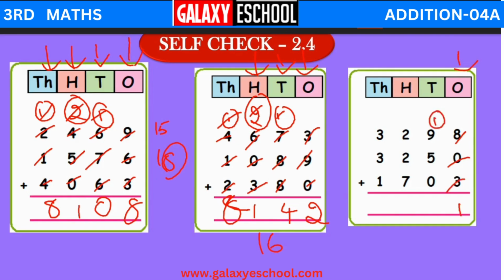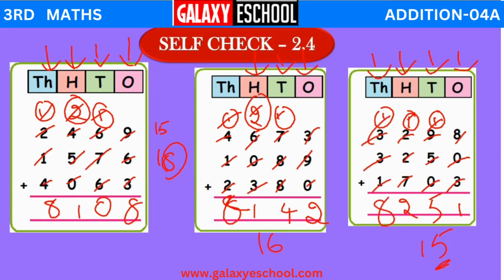So 1 here and 1 carried. In the tens place we have 1 plus 9 equals 10, 10 plus 5 equals 15, 15 plus 0 equals 15. Now 5, which is in the ones place, will be written here and 1 will be carried. Now moving to the hundreds place, 1 plus 2 becomes 3, 3 plus 2 becomes 5, 5 plus 7 becomes 12. So 2 here and 1 carried. And coming to the last place, which is the thousands place, 1 plus 3 becomes 4, 4 plus 3 becomes 7, 7 plus 1 becomes 8. So 8251 is our answer.